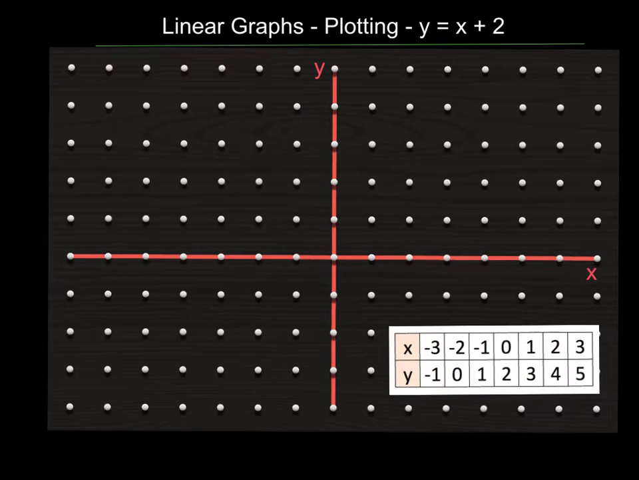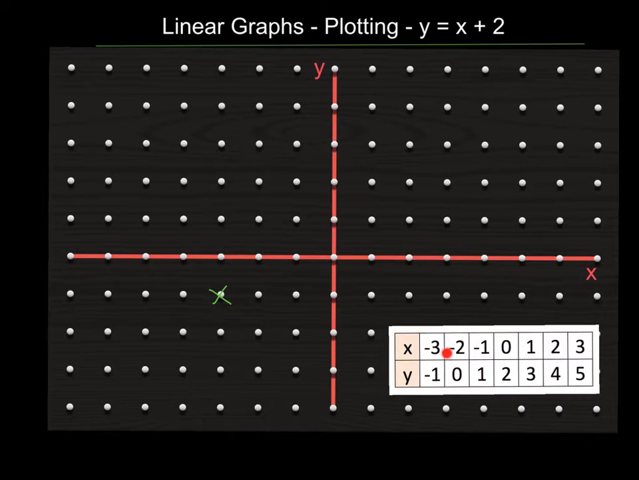So now I'm going to plot the points. I'm going to start off with this pair of numbers here, minus 3 and minus 1. So coming up to the origin, which is in the middle, I go minus 3 to the left for x, minus 1 down for y, and plot my point there.